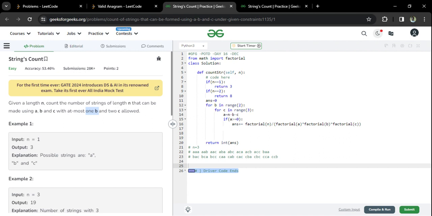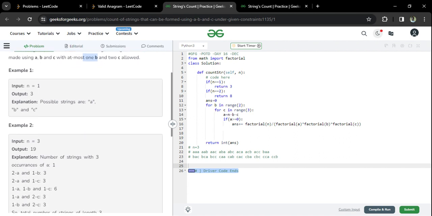Now coming to the c, there are three possibilities. Either there can be no c, that is zero c, there can be one c, or there can be two c. So these are the various possibilities and there is no condition for a. A can be the remaining letters. For example, if we take the case of one c being there and one b being there, the remaining all can be a. That's what they're trying to say.